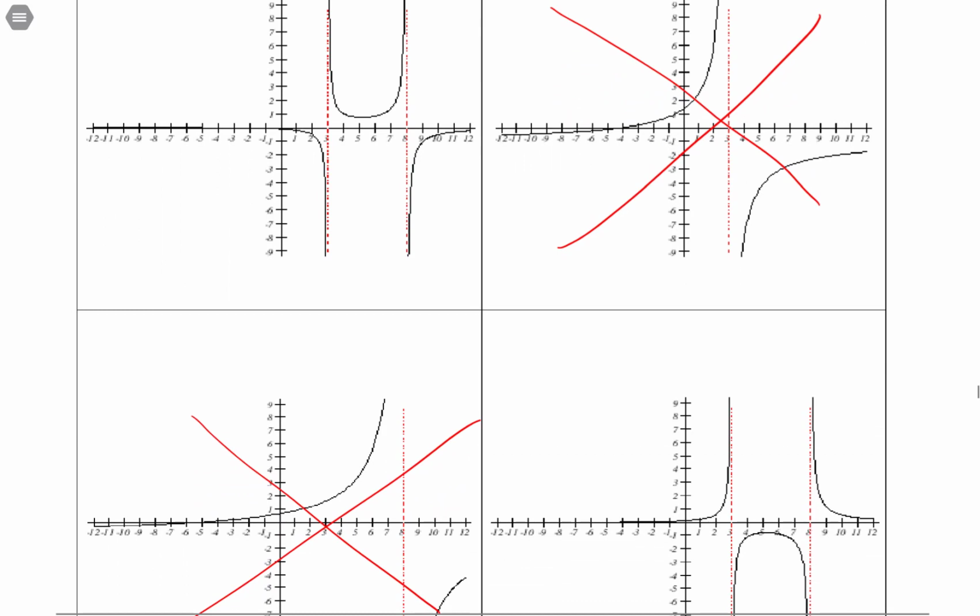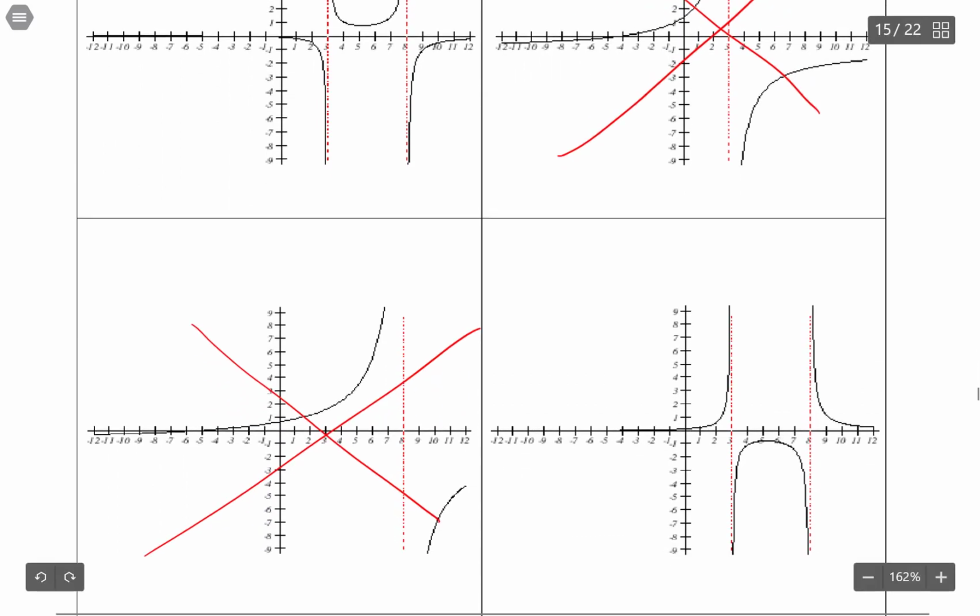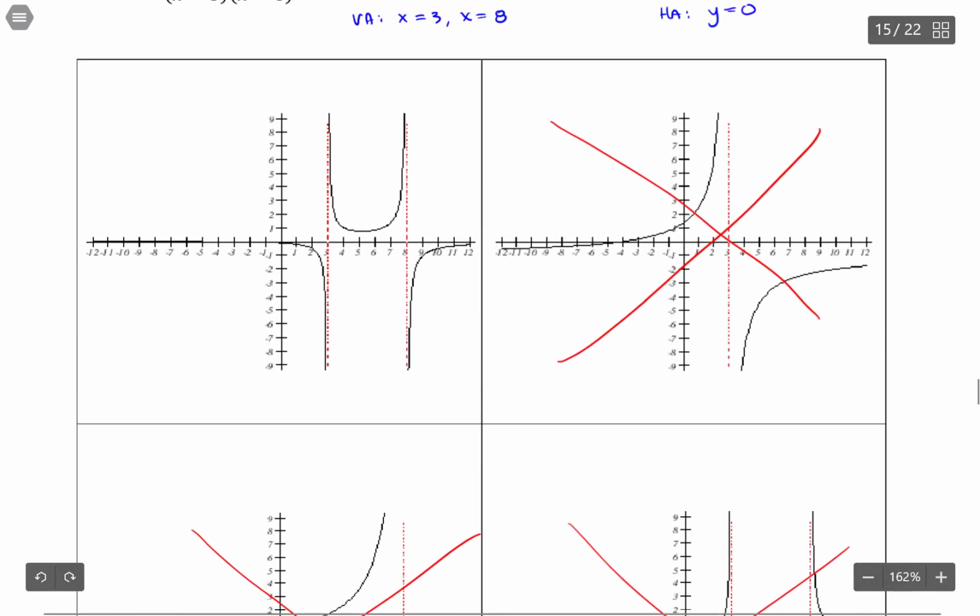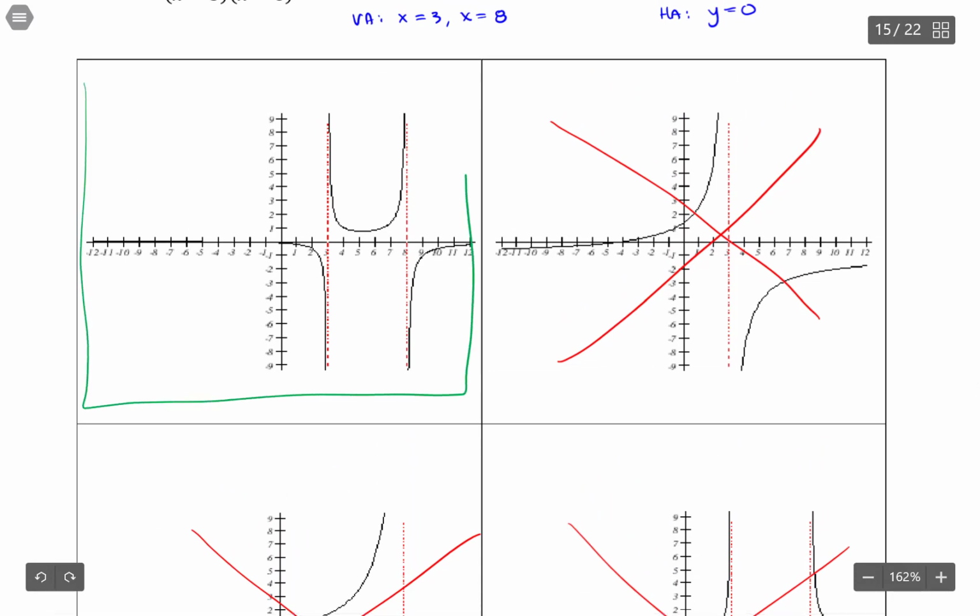And if I have a y-intercept that's negative, that means this graph here can't be the item because it has a y-intercept that's positive. So this one here is the only option that matches all of those criteria.